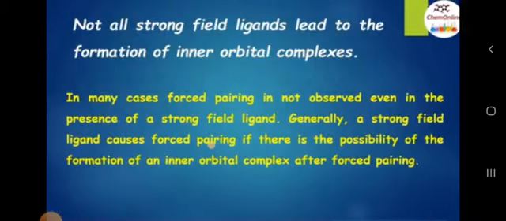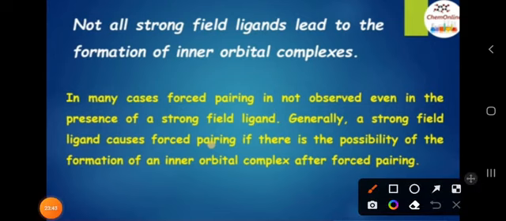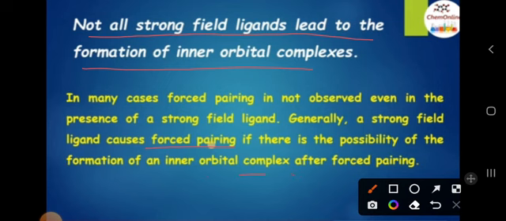Okay, now let's see. What we are saying is that strong field ligands will force the electrons to pair, but there is a condition: not all strong field ligands will form inner orbital complexes. Why? Because if pairing occurs, there is a formation of inner orbital complexes. Yes or no? If pairing occurs, it forms inner orbital complexes, but that is not going to happen here.